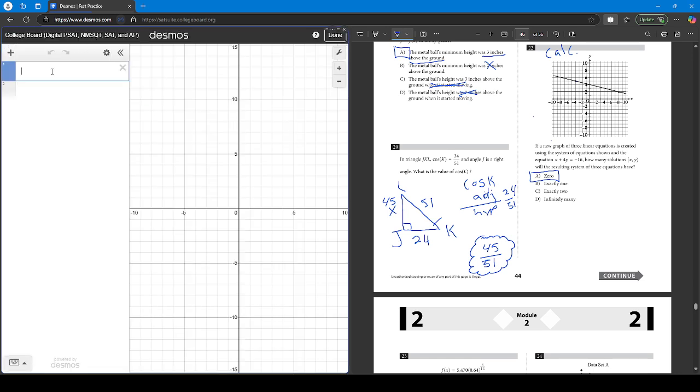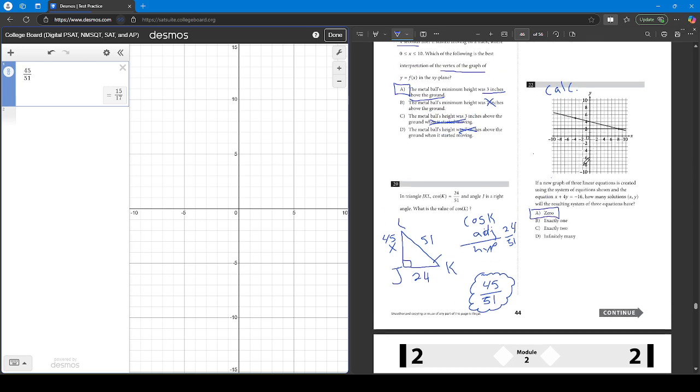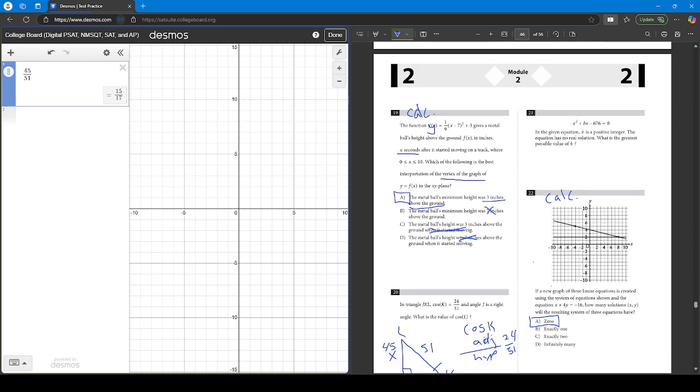College Board SAT practice, 45 over 51, but give me the answer as a simplified fraction. Okay, 45 over 51 or 15 over 17, either way, correct answer. I wouldn't worry too much about simplifying the fraction on the SAT because it did not specify in simplest terms.